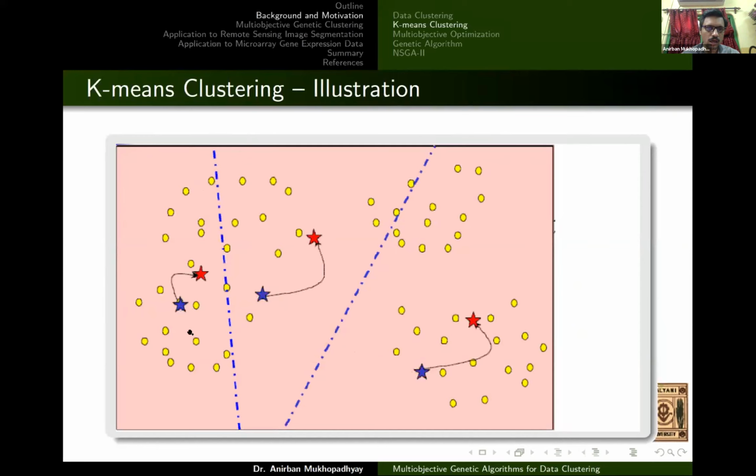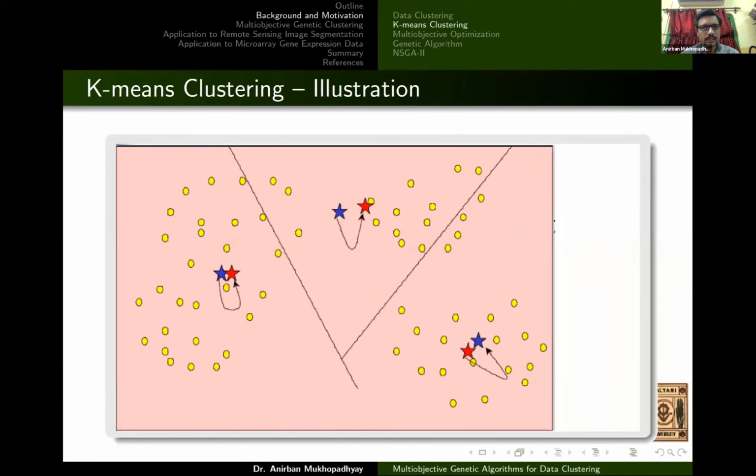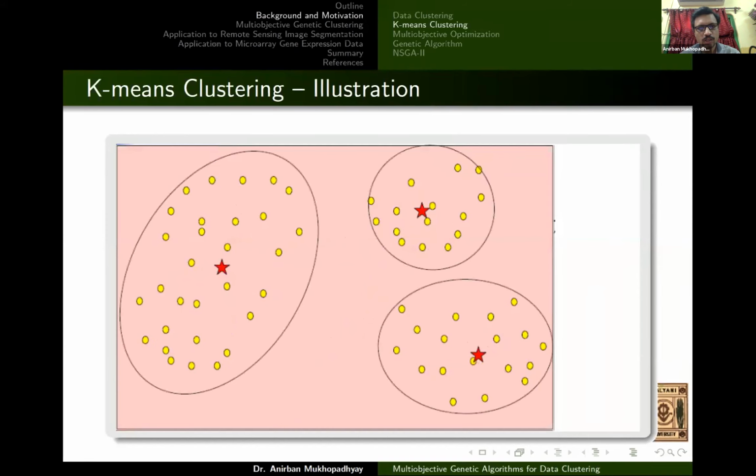So the next step will be like this. These cluster centers are recomputed, and they will be moving to this. These red points will be the new cluster centers. Again, we go back to step 2 and reassign the data points to the nearest cluster center. Again, recompute the cluster centers, and this goes on until in 2 successive iterations there is no change in the cluster centers. And this is the final clustering that we get. So this is how K-means clustering works.